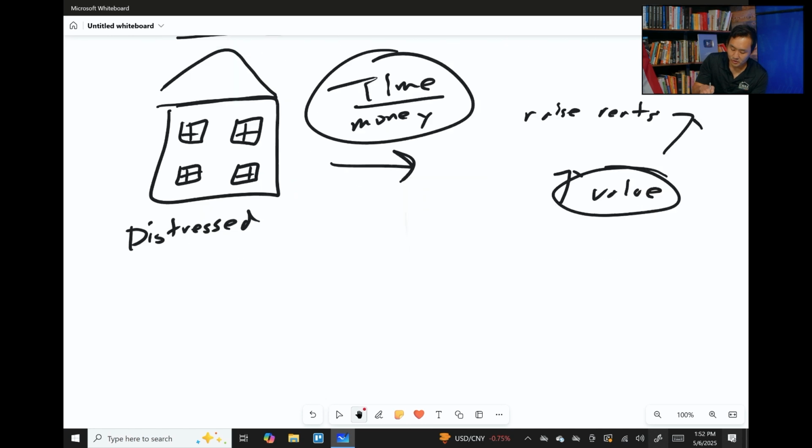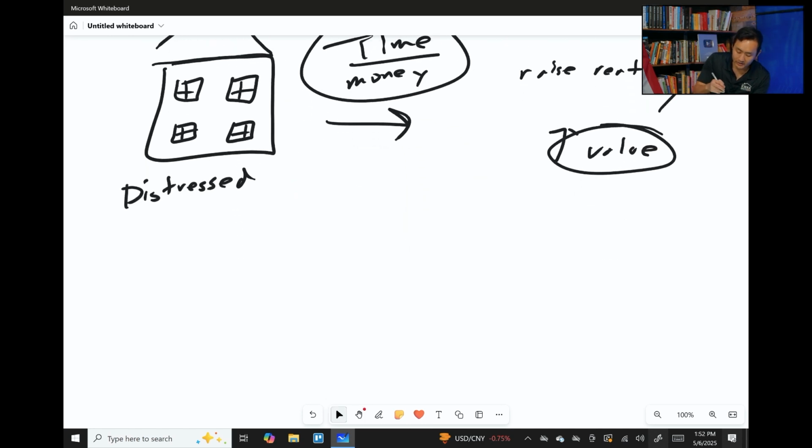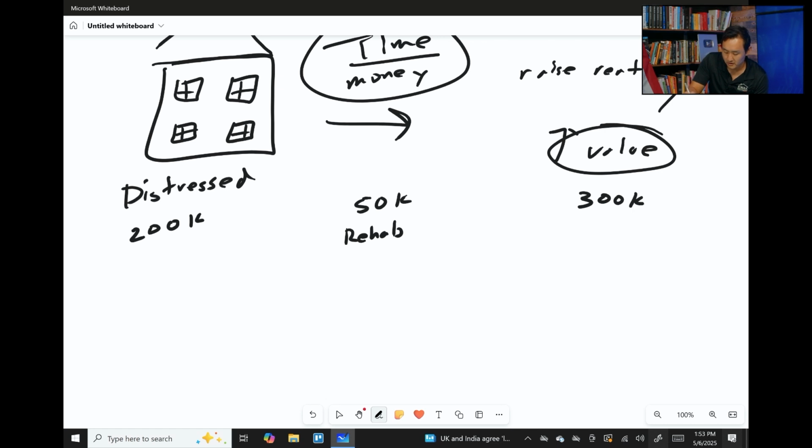So let's say in this real life scenario, we buy a distressed 4-unit building for, let's say, $200,000. And let's say that we spend $50,000 fixing it up, right? Maybe we put in some new carpet, new paint, we make it look nicer. And let's say because we increase the rent, the value now goes up to $300,000, okay?